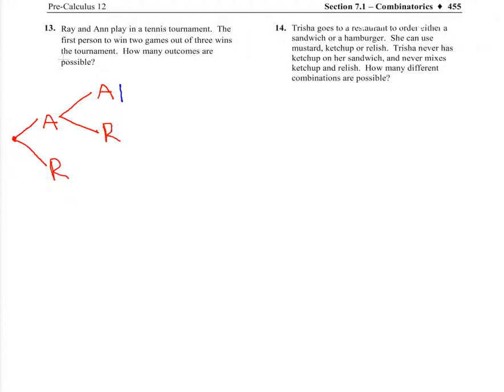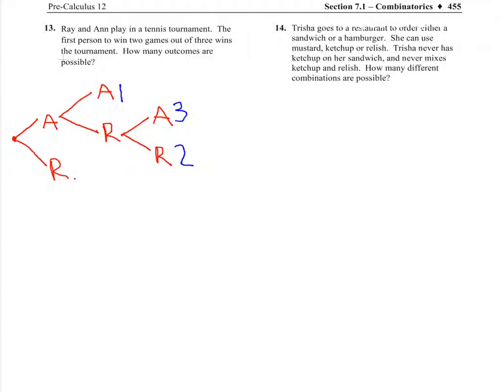Now if we continue with Ray winning the second game after Ann has won the first game, then they play another game. There are 2 outcomes of that: Ray wins again, or Ann wins. If Ray wins, then he would have won the tournament, because he would have won the best 2 out of 3 games. And if Ann wins, then she would have won the tournament, because she would have won the best 2 out of 3 games. So right there we have 3 possible outcomes: Ann winning in two games, Ann winning 2 out of 3 games, or Ray winning 2 out of 3 games.